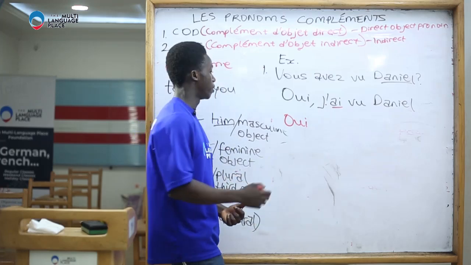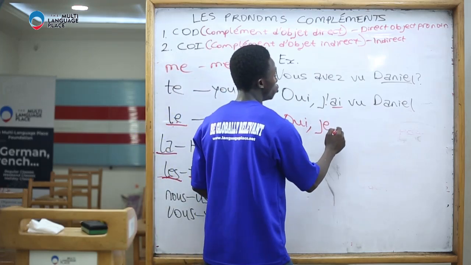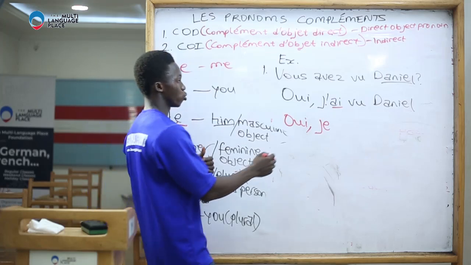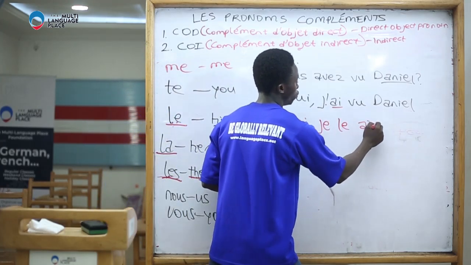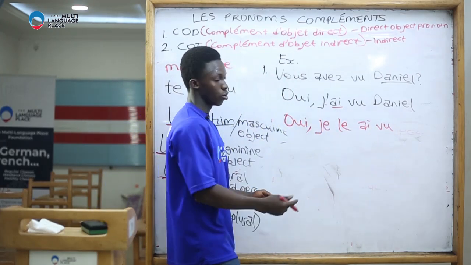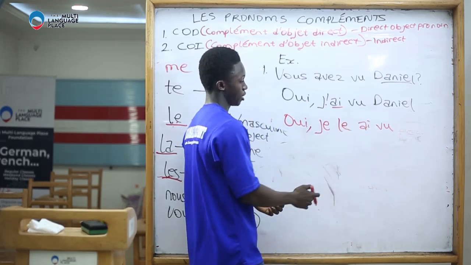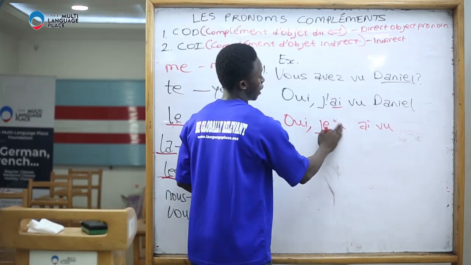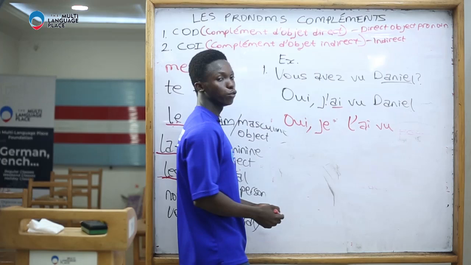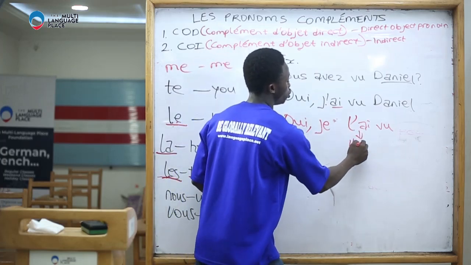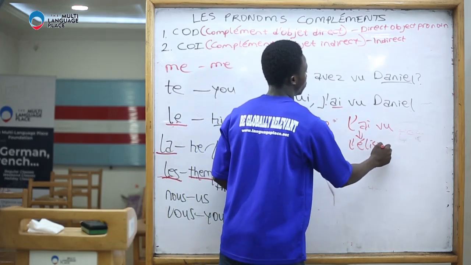Yes, I've seen him. Oui, je. Normally, you would have said le, so it would be le ai vu. But this is not possible because vowels will clash. So this one drops, and this becomes oui, je l'ai vu. Remember, l'élision.